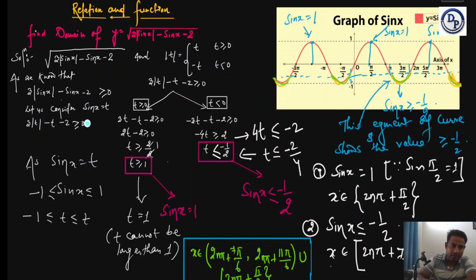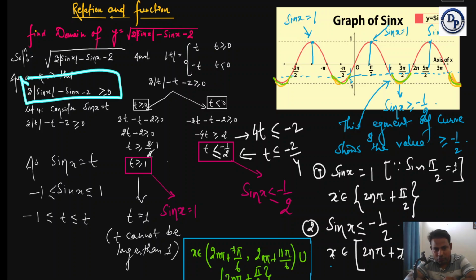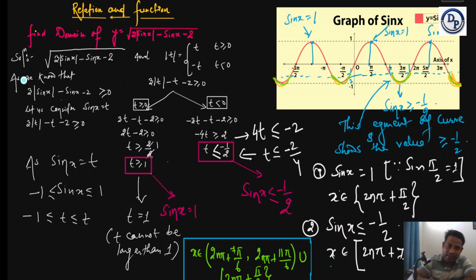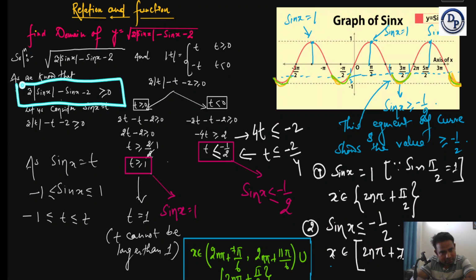So this is the function I have written. As we know, whatever is kept under the root always gives us a positive value. Whatever is kept under this must be non-negative because the root gives us always a positive value. So this final term, 3 mod sin x minus 2, must be positive. Therefore, I place this inequality sign here. So this is the meaning of this inequality sign.